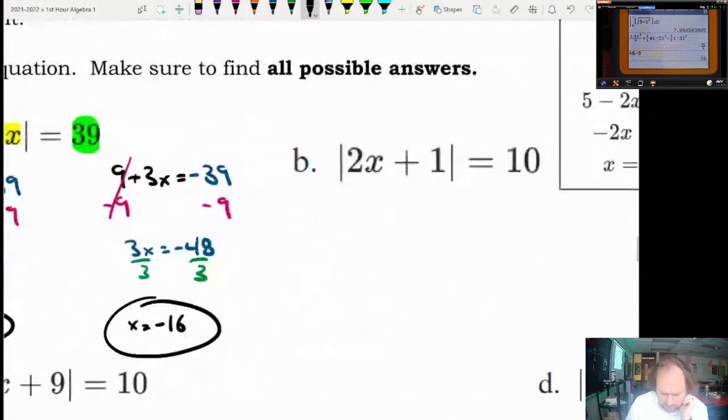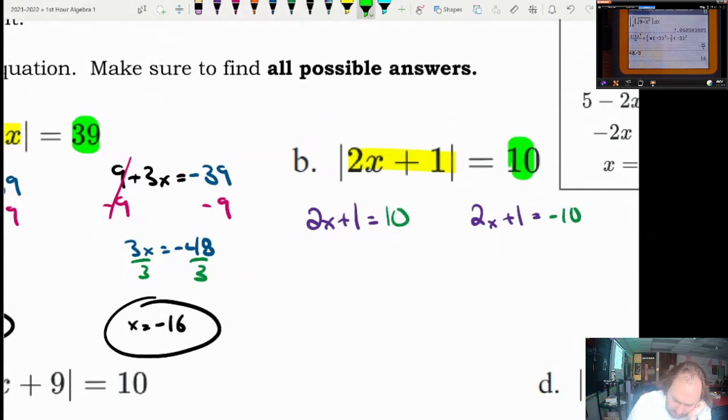Question B, very similar. Again, I'm going to repeat that pattern. Take 2x plus 1 and write it down twice. One of them equals 10, one equals negative 10. That's your outside part right there. Now you're going to subtract 1 from both sides in both equations. The 1's cancel out.